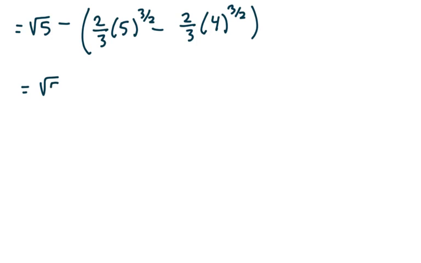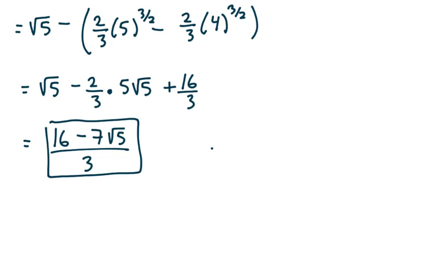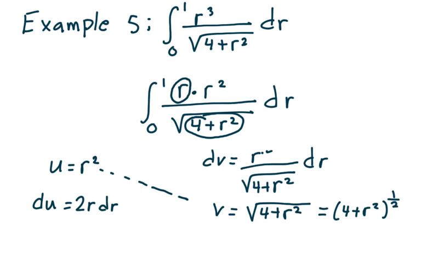And so this is square root of 5 minus 2/3 times 5 to the 3/2, which can be written as 5 root 5. And then I'm going to add, square root of 4 is 2, 2 to the 3rd is 8, 8 times 2 is 16. So that's 16/3. And so this is 16, and then getting a common denominator, I'm going to subtract 7 root 5, and then divide by 3. And that would be the answer for example 5.